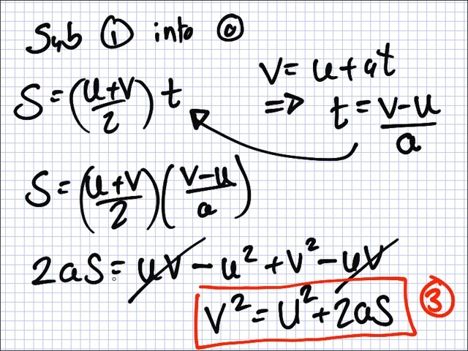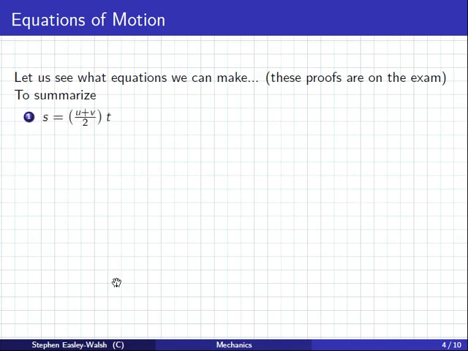Okay, you got that? Okay. So to summarize, we have S equals U plus V over 2 T, V equals U plus AT, S equals UT plus a half AT squared, and V squared equals U squared plus 2AS. We've proven them.